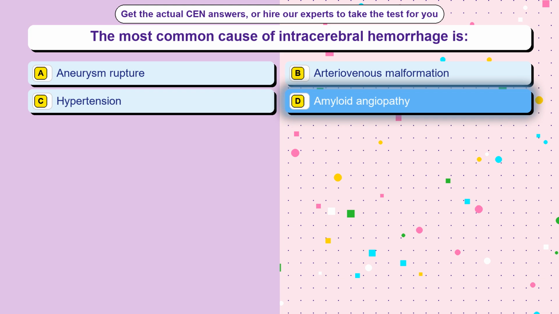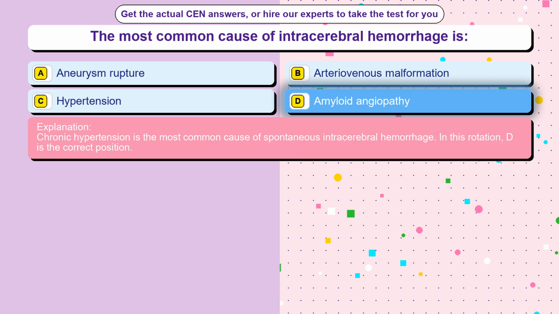The correct answer is option D. Amyloid angiopathy. Chronic hypertension is the most common cause of spontaneous intracerebral hemorrhage. In this rotation, D is the correct position.